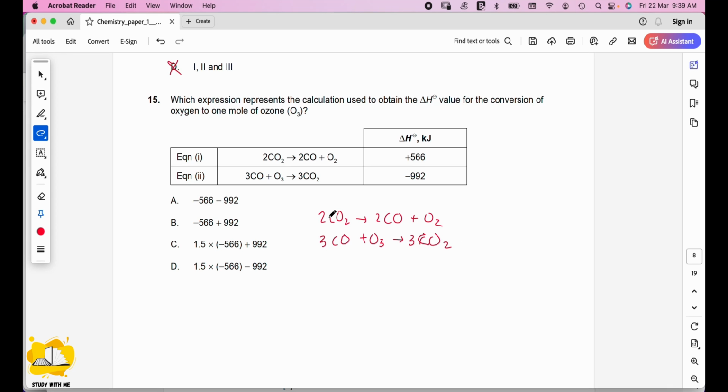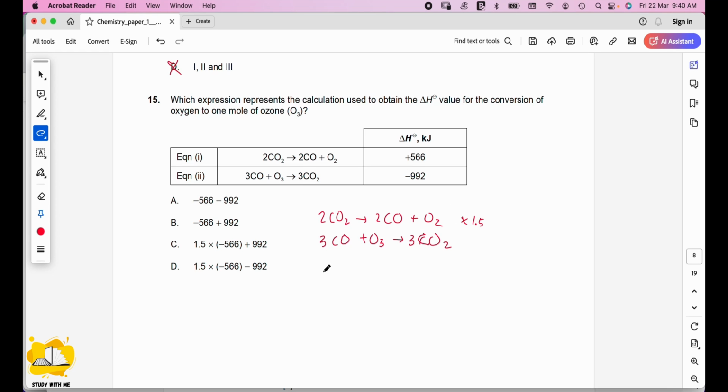All right, so we need ozone and oxygen. So we need to remove carbon dioxide and carbon monoxide, but the numbers are not the same. Here it is 2, but here it is 3. So we need to make it 3 by multiplying by 1.5. But the other thing you need to pay attention to is that the question is oxygen to ozone. So oxygen should be on the reactant side, and ozone should be on the product side. It means we need to switch or flip this reaction.